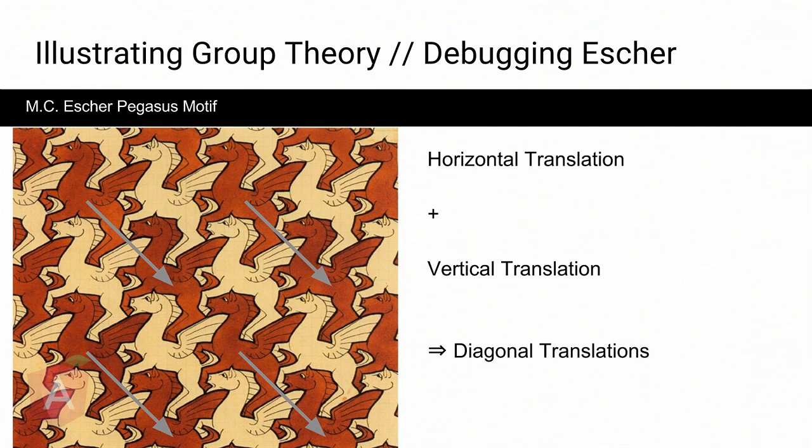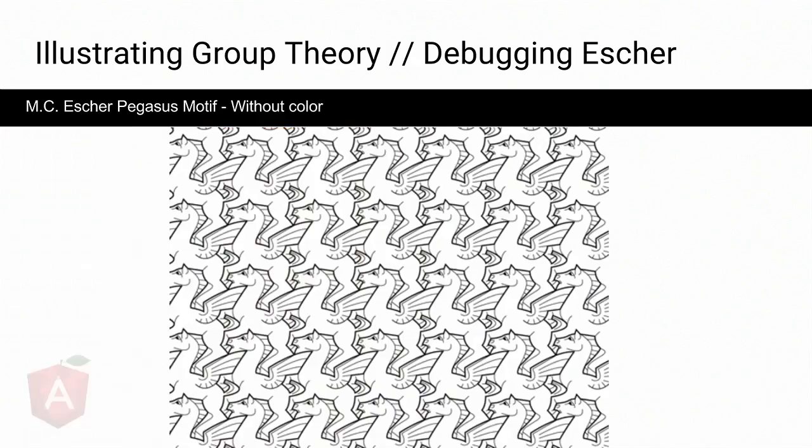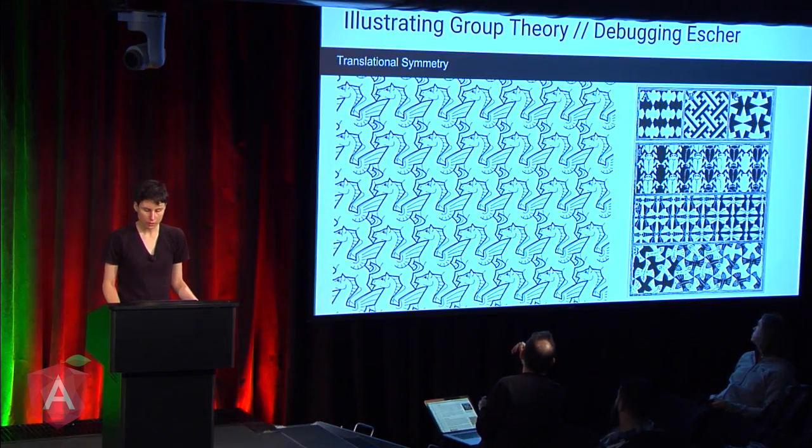And once you have both horizontal and vertical translation, you also have diagonal translations. And that's because there's an underlying grid that he created this pattern with. Well, what about when you take away color? Then you don't have to translate over 2 horse units. You could translate just 1 horse unit. What did color do there? Well, that's kind of what this coloring book is about.